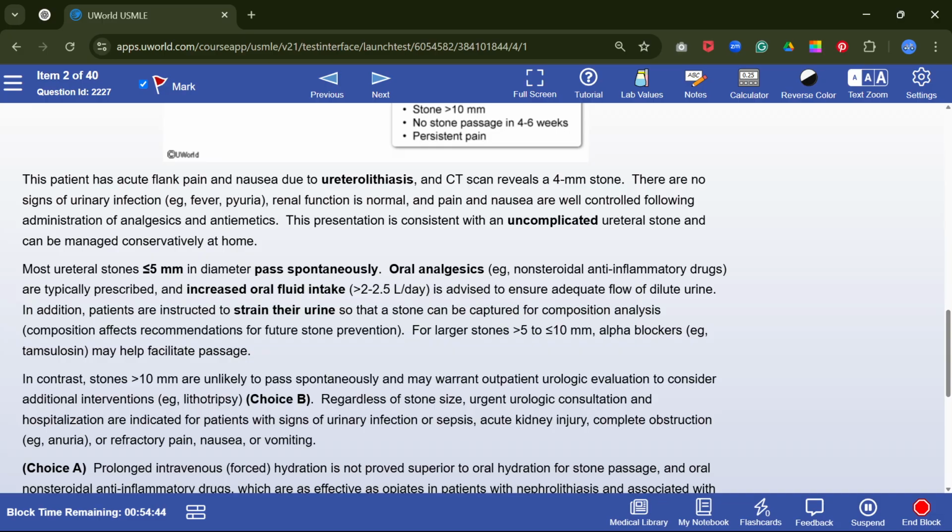In contrast, stones more than 10 millimeters are unlikely to pass spontaneously and may warrant outpatient urologic evaluation to consider additional intervention such as lithotripsy. Regardless of stone size, urgent urology consultation and hospitalization are indicated for patients with signs of urinary infection or sepsis, complete obstruction, anuria, or refractory pain, nausea, or vomiting.